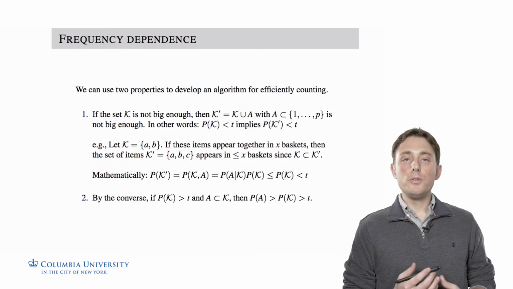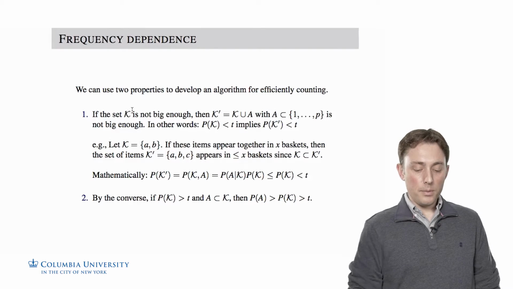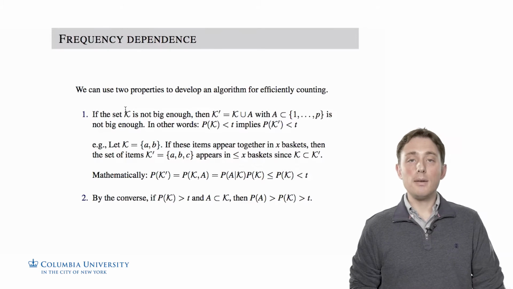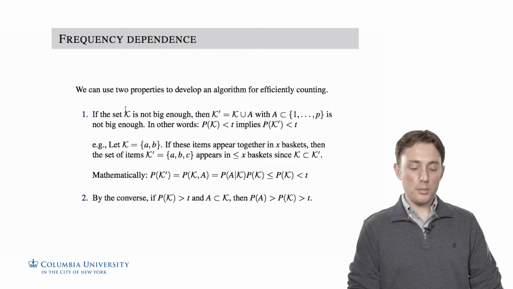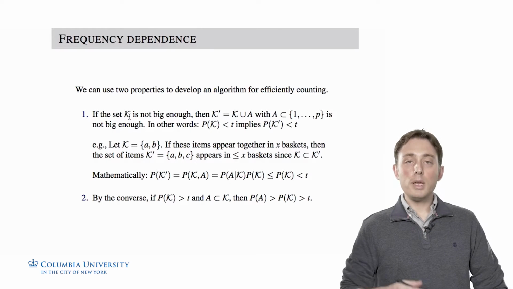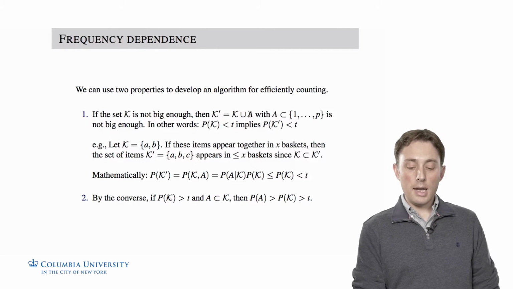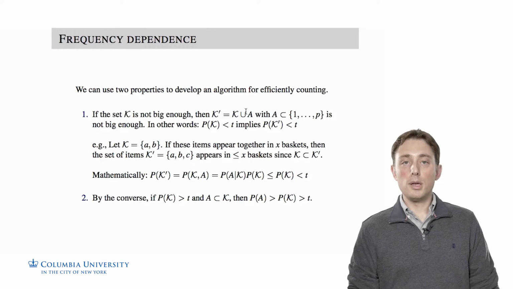So we're going to use two very simple properties about these subsets in order to develop an algorithm for efficiently counting. So for example, if the set K is not big enough, meaning if we have a certain set K and that set K does not appear in the fraction T of the baskets that we're looking at, so the probability of K is less than T, then we immediately know that any subset K prime that we can construct by taking K and adding another element, so we take K union with some other set A, is also not going to be big enough.